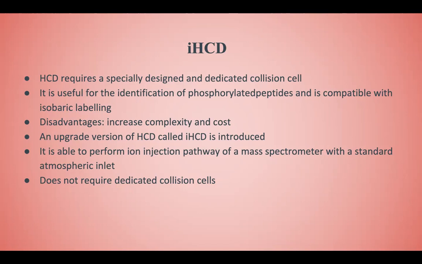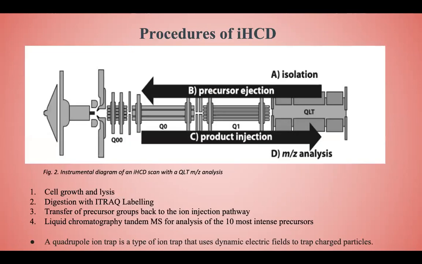So the authors introduced an upgraded version of HCD, which is IHCD. It can be performed in the ion injection pathway of a mass spectrometer with a standard atmospheric inlet, rather than a dedicated collision cell. So I'll be talking about the procedures of IHCD.